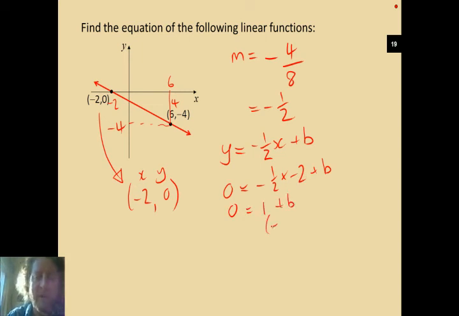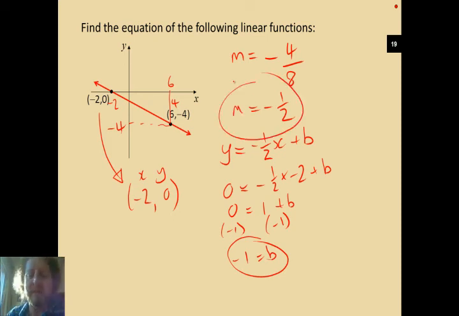How do I get rid of that 1? I'll take it away. So minus 1 equals b, solved. m equals minus a half. y-intercept equals minus 1. So my final equation is y equals minus a half x minus 1.